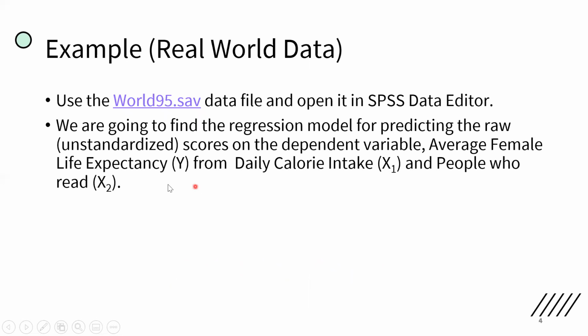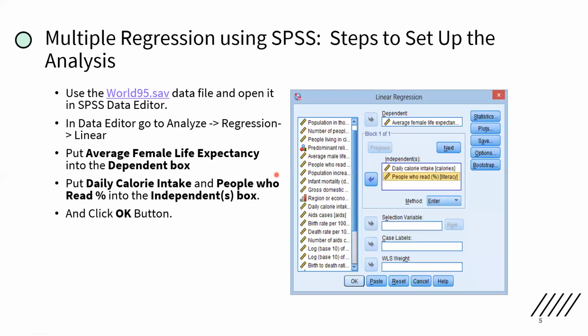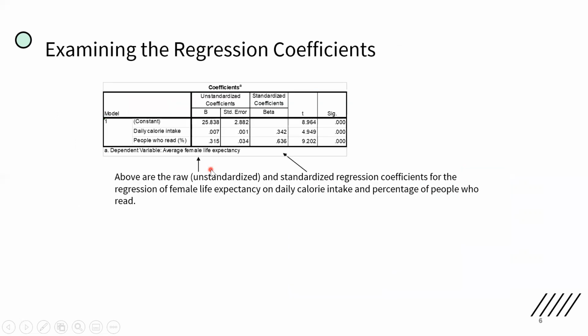To understand more, we are working with real-life data, 195.sav, which is available on the internet, and we are going to use it in the SPSS example. From that data, we take the dependent variable, average female life expectancy, and the independent variables, daily calorie intake and people who read, which implies the literacy rate. Using conventional regression methods in SPSS, we use Analyze, Regression, and Linear. We put the average female life expectancy into the dependent box and the calorie intake and people who read in the independent box, and press OK to study their effect on female life expectancy.